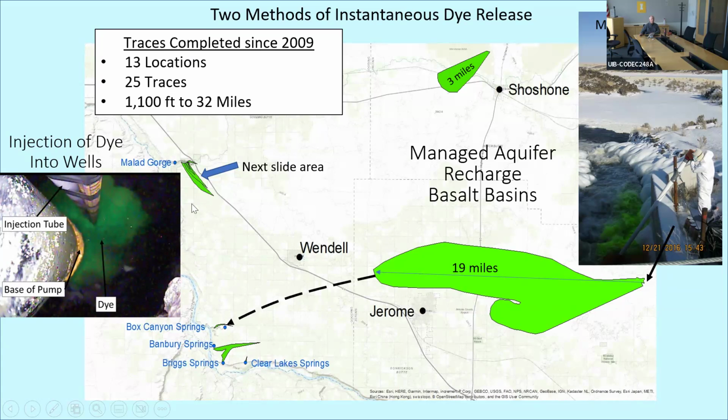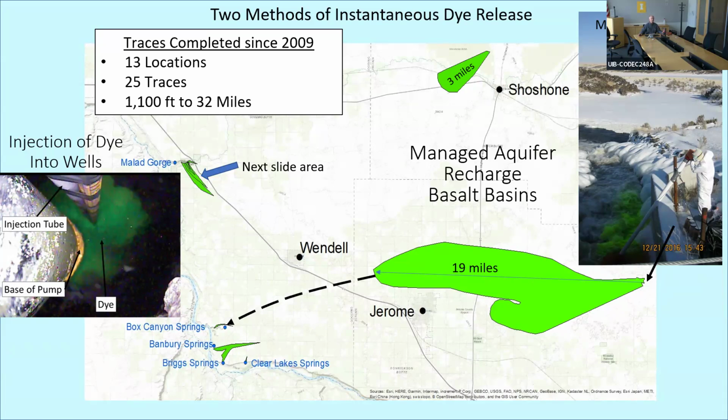Our general methods are, for wells, we inject dye using polyethylene tubing over here on the left. You can see the green dye being injected with polyethylene tubing. We don't just dump dye in the top of the well, because there'll be green dye in that well in perpetuity if you do that. On the right is releasing dye into milepost 31 aquifer recharge site, on December 21st of 2016. That's a 5-pound container this gentleman's holding.